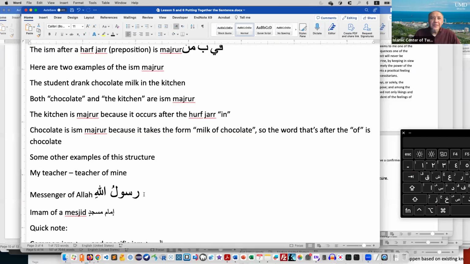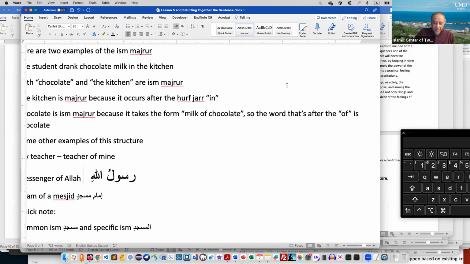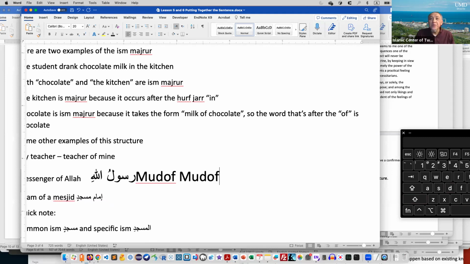Okay, so this word here, Rasulu, is called the mudaf. Rasulullah, Rasulu is called the mudaf. And then the one after that, which is the jar, is mudafun ilayhi.